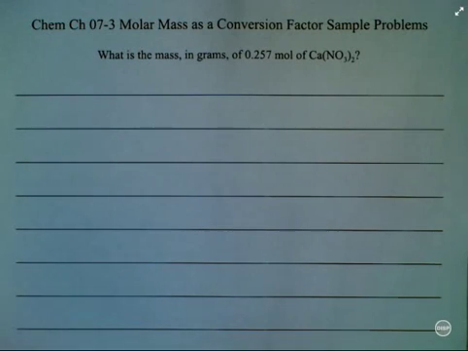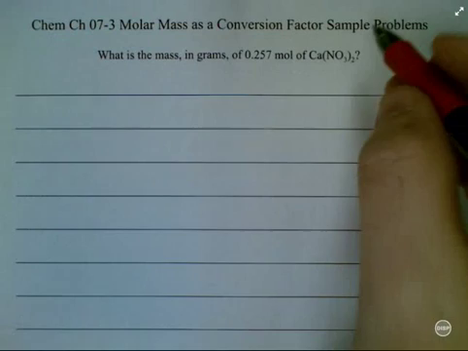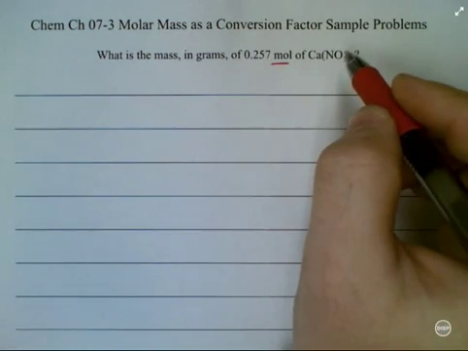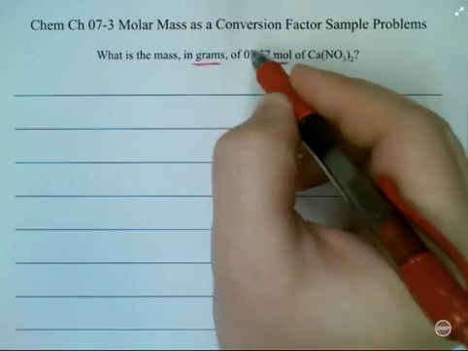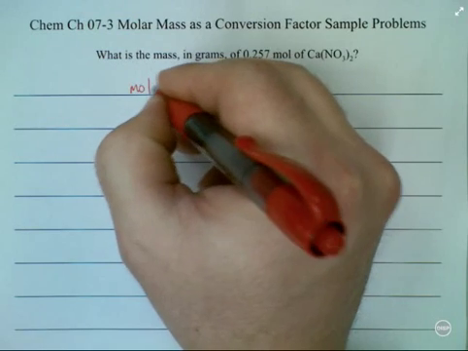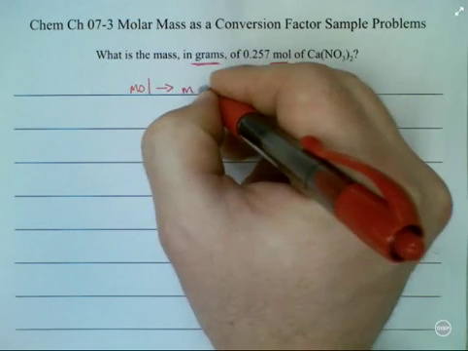Alright, chemistry, this is another sample problem coming at you from Chapter 7, Section 3. In this sample problem, we'll be using molar mass as a conversion factor in order to calculate the mass in grams of 0.257 moles of calcium nitrate, Ca(NO3)2. The first thing I want to understand is I'm converting from a number of moles to a number of grams, or mass in other words. So I'm converting from moles to mass.